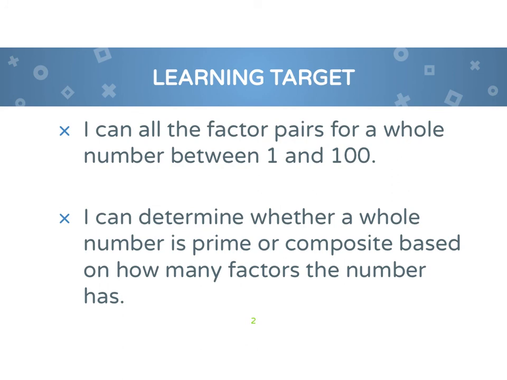Okay, so our learning targets are the same today. We're going to be finding the factor pairs for a whole number between 1 and 100, and we can determine whether a whole number is prime or composite based on how many factors the number has. We're also going to be talking about multiples and how multiples can help us find prime or composite numbers.